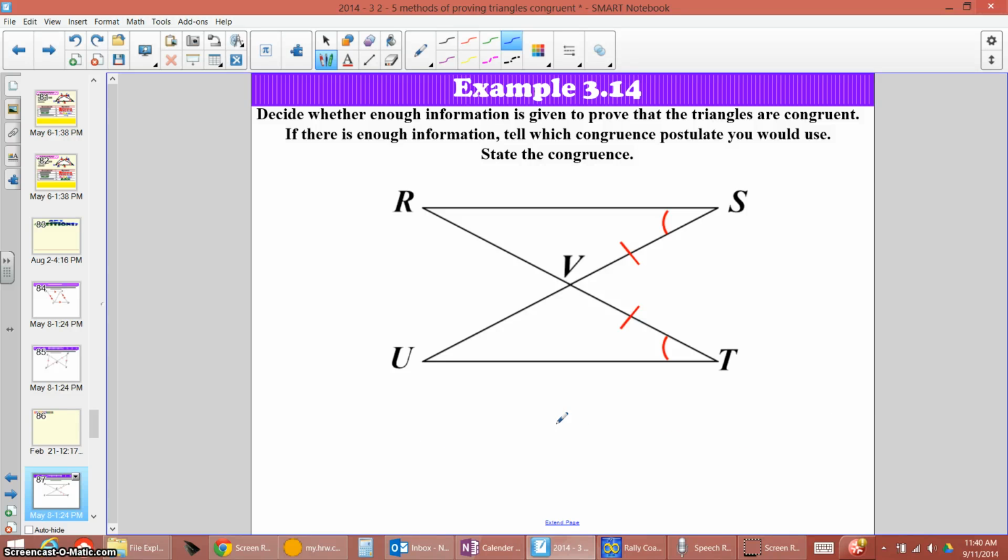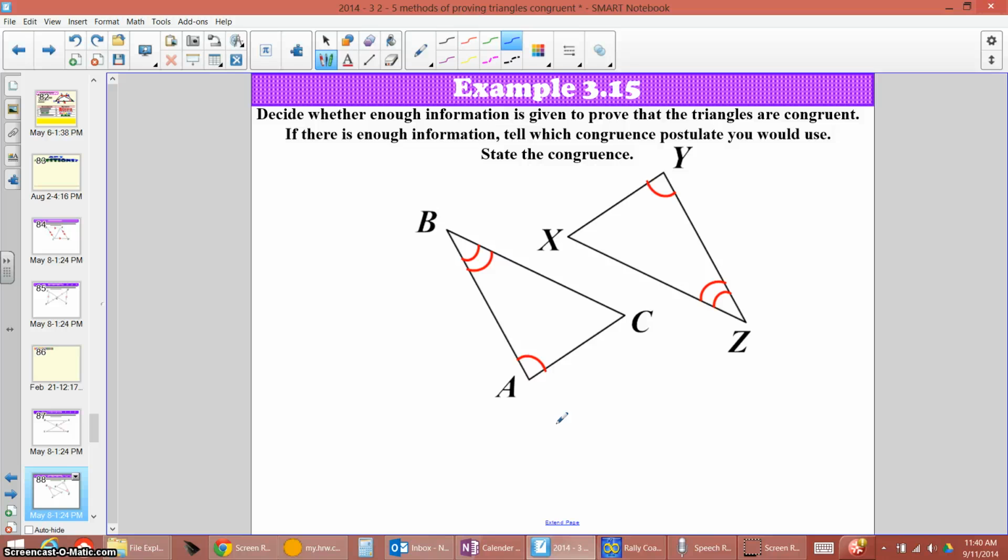Erase this. Going on. Here we've got angle and angle. So I either need the side in between them to be equal, right, for angle side angle, or I need a side next to it to be equal for angle angle side. I don't have any information like that, so I cannot prove these triangles are congruent.